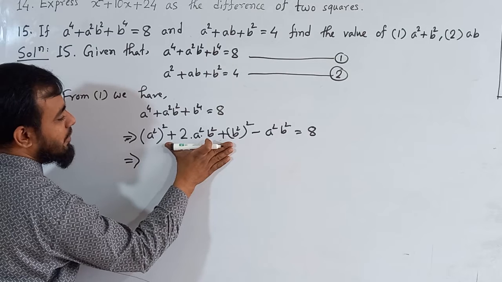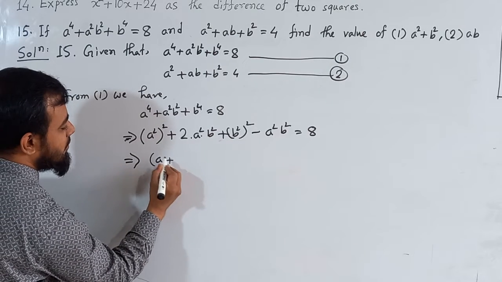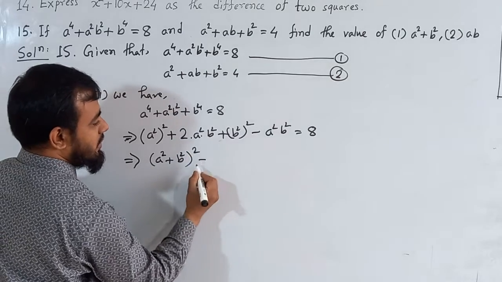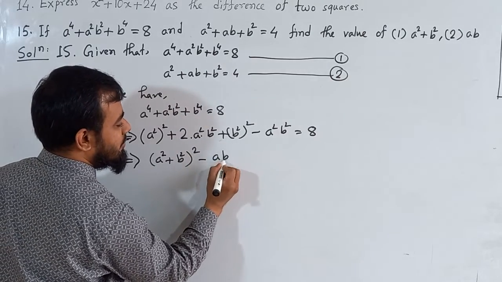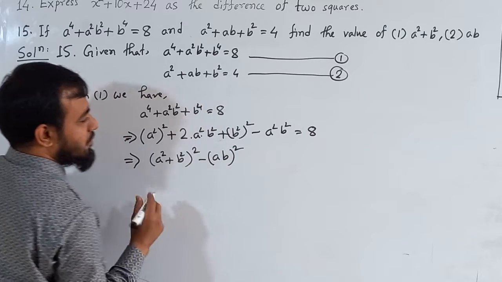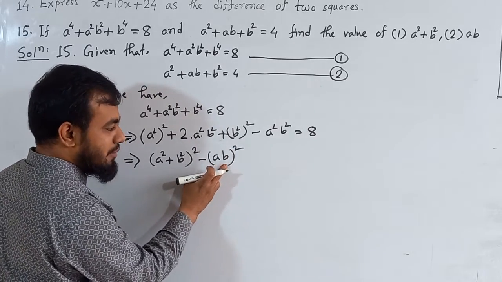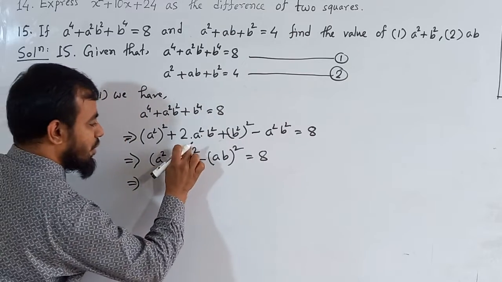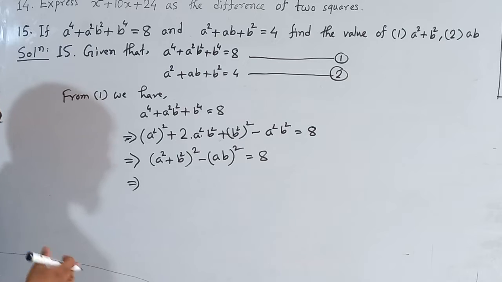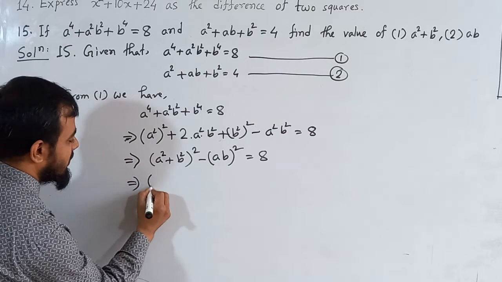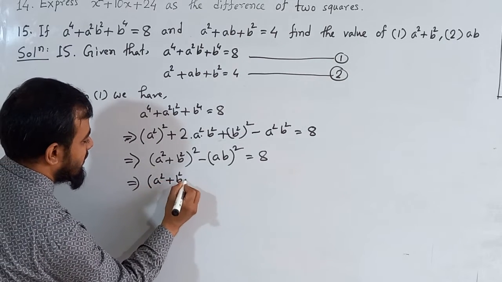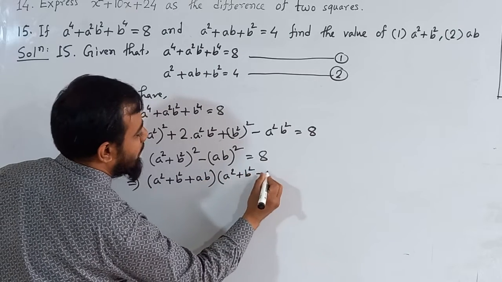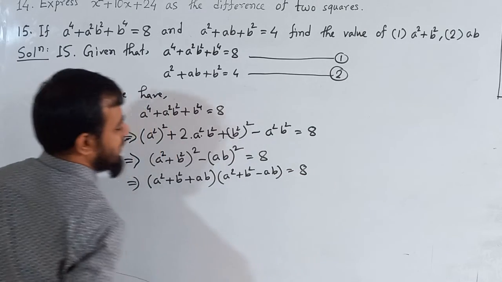This is the formula of a plus b whole squared. Write it down. It's a plus b whole squared, and minus ab we can write down this way, because a squared b squared equals ab whole squared, that's equal to 8. Now we can apply the formula of a squared minus b squared. We will have a plus b into a minus b, that's equal to 8 on the right side.